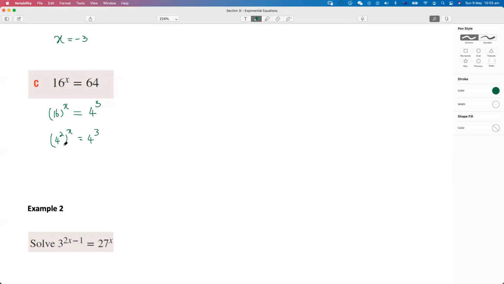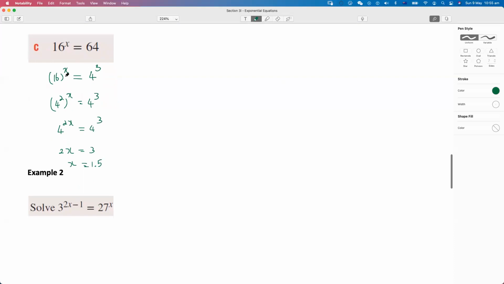And by applying the index law, retain the base, multiply the indices: 4 to the power of 2x is equal to 4 to the power of 3. And then we can equate the powers. 2x is equal to 3 gives us x is equal to 1.5. Okay. Great.